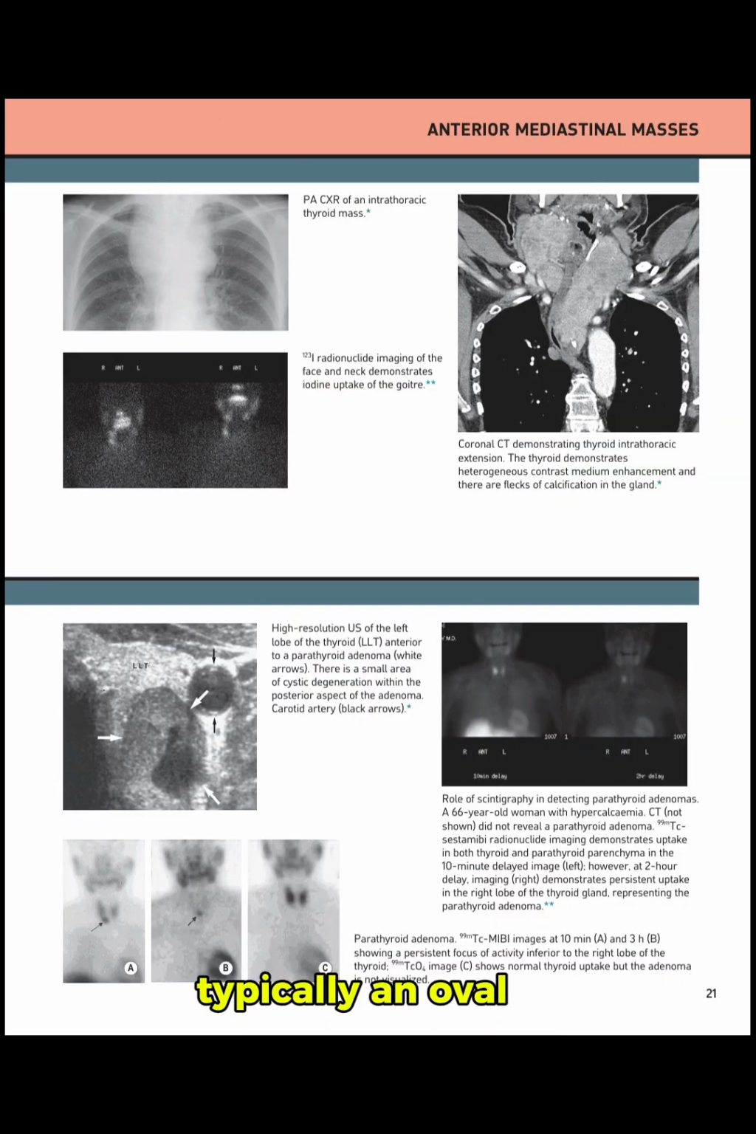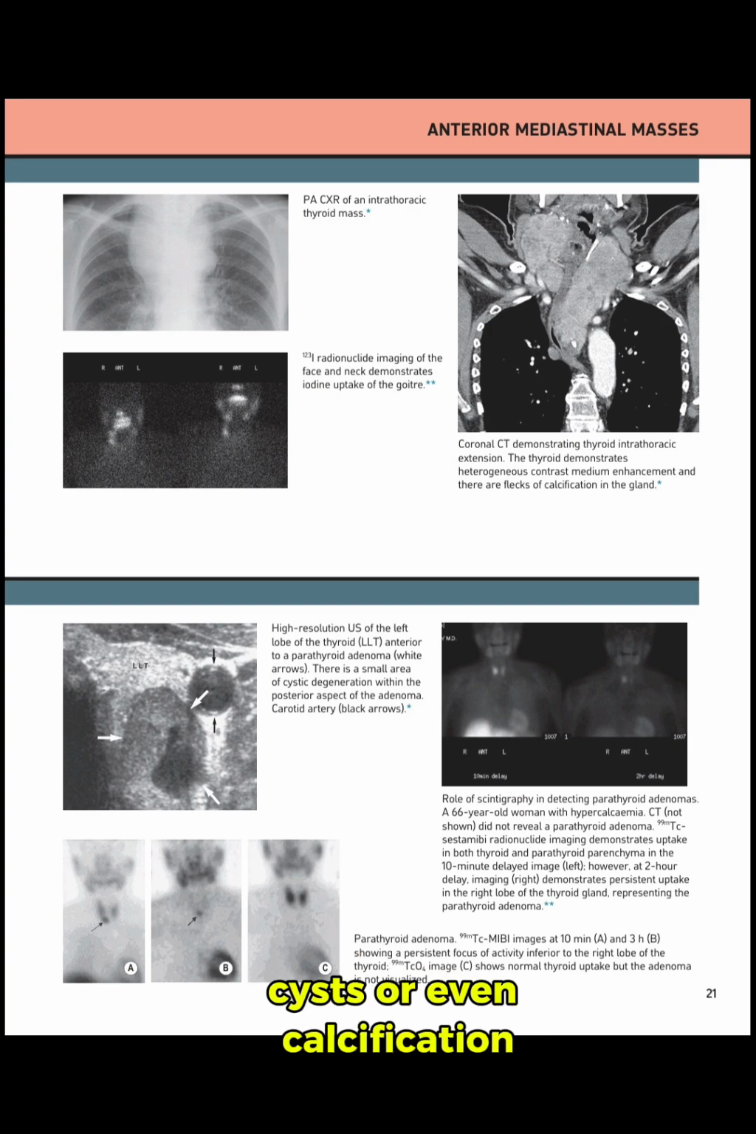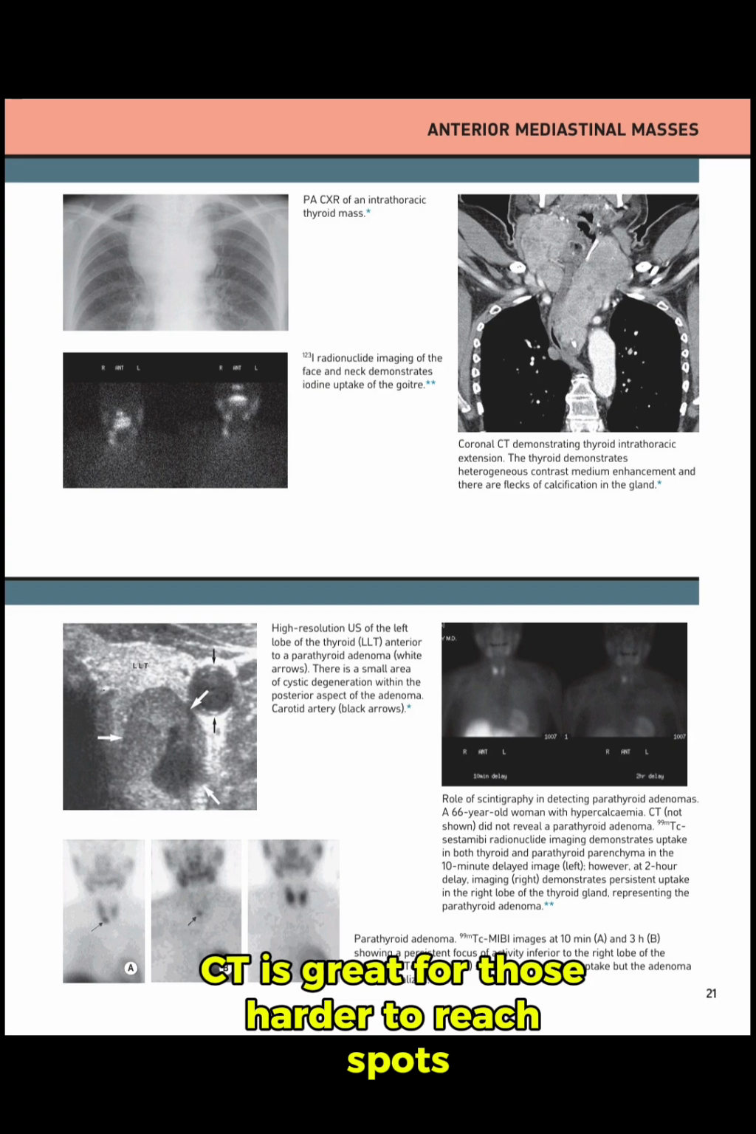Typically an oval, well-defined mass, usually just behind the thyroid. It often appears anechoic, meaning black, or hypoechoic, so darker than the tissue around it. Larger ones might look a bit more complex, maybe multilobulated, sometimes with brighter spots, cysts, or even calcification. And if ultrasound can't see it well, or for bigger masses, what about CT? What are the unique features there? CT is great for those harder-to-reach spots.